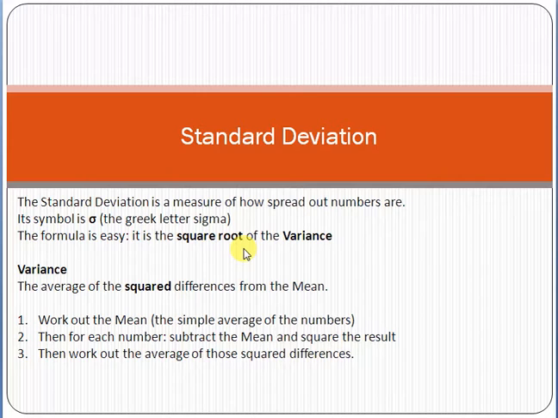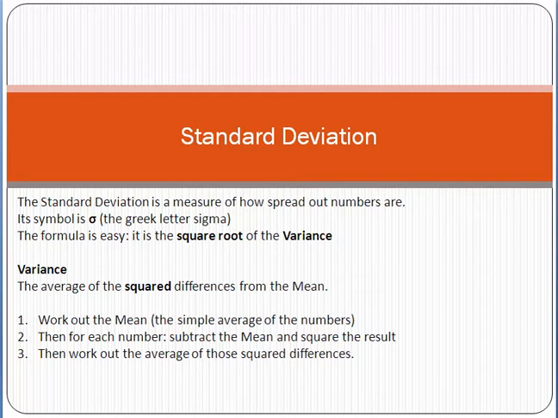Okay, are you with me? Variance means how far from the mean value, how far from the average value. Mean is the average value, and variance is how far you are from the mean value or the average value. Now let's work out how to calculate. Work out the mean, the simple average of the numbers, then for each number subtract the mean and square the result, then work out the average of those squared differences. So these are the main steps which we need.